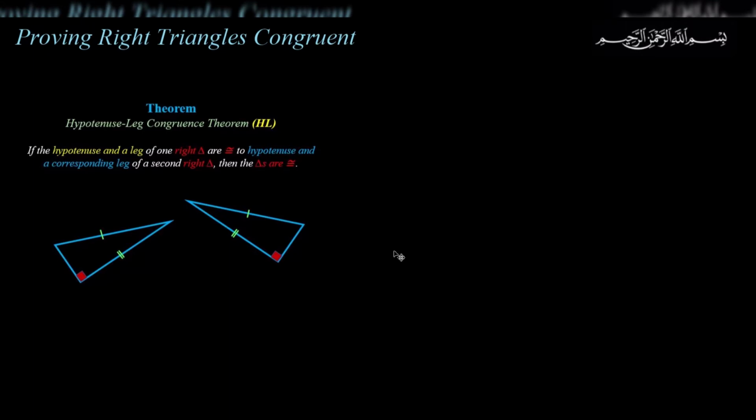That is, if somebody asks you what's hypotenuse leg, you should be able to say: the hypotenuse leg congruence theorem states that if the hypotenuse and a leg of one right triangle are congruent to the hypotenuse and a corresponding leg of a second right triangle, then the triangles are congruent. I think that's a reasonably easy theorem to understand, and we shall elaborate on this in just a second.